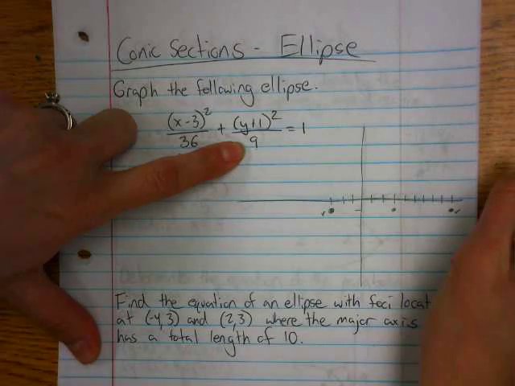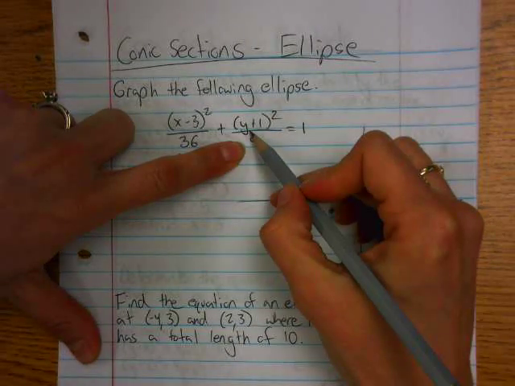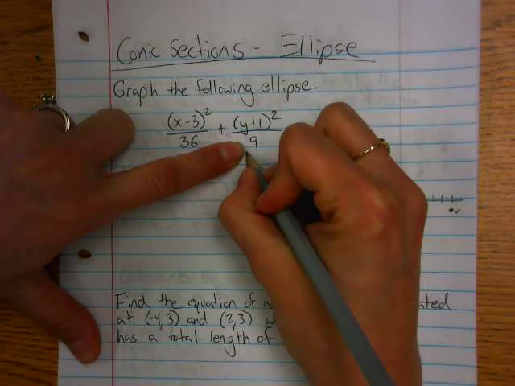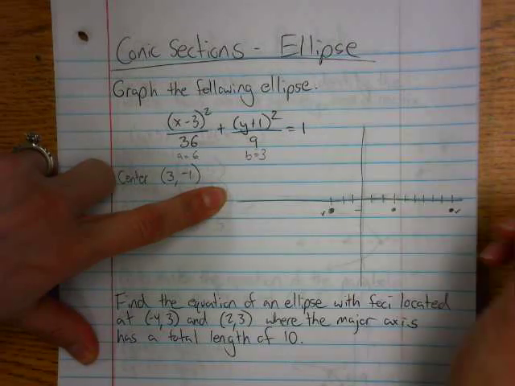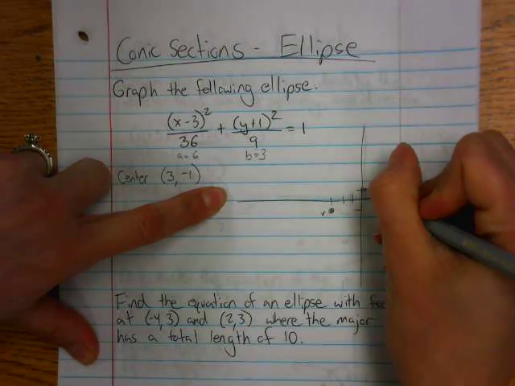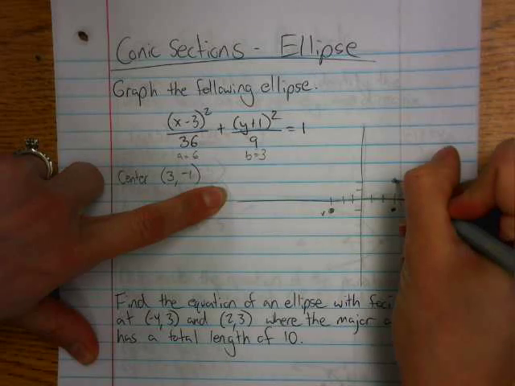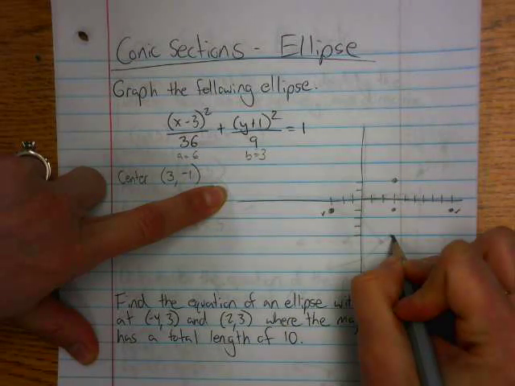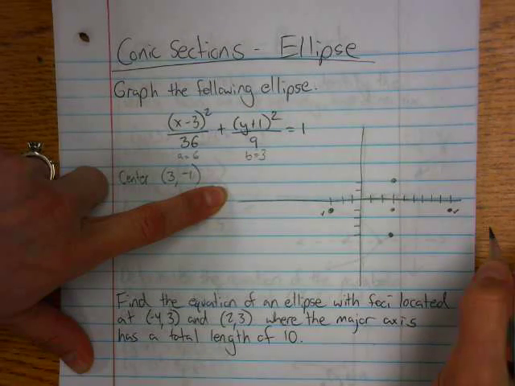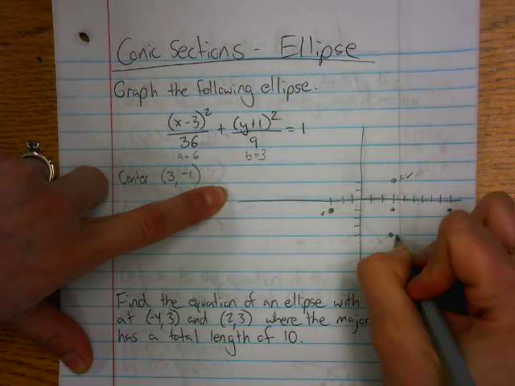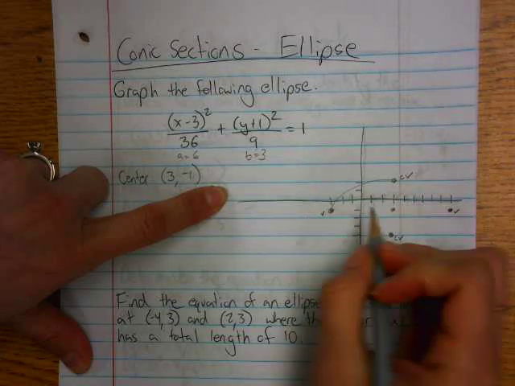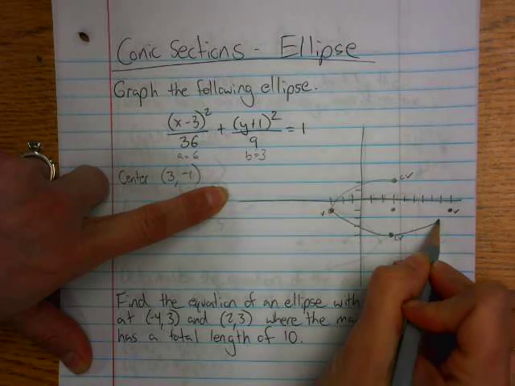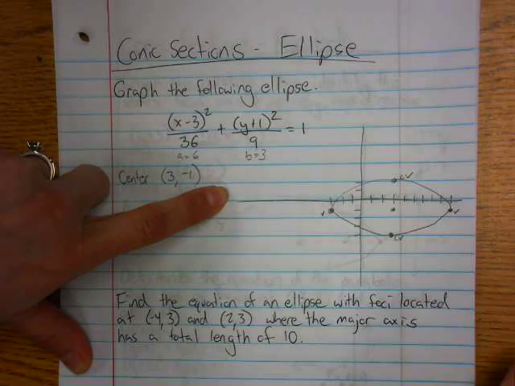Since this has a 9 underneath it and y is up and down, that means that we're going to go the square root of 9, which is 3, up and down. So 1, 2, 3, up here at 2, and 1, 2, 3 down here at -4 would be my co-vertices. And we end up with an ellipse that looks something like this.